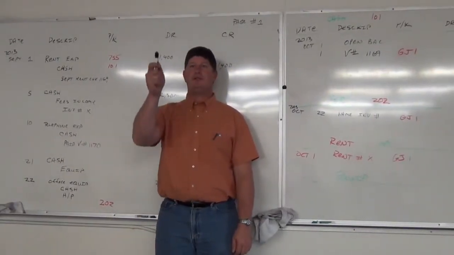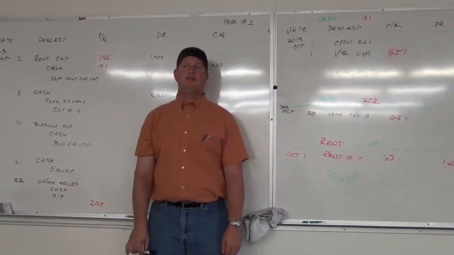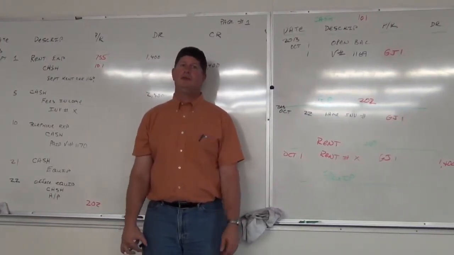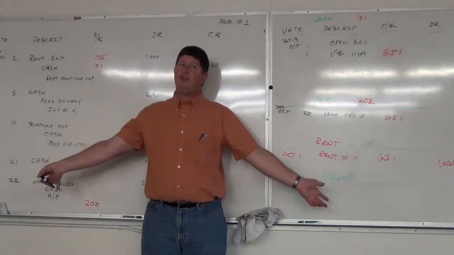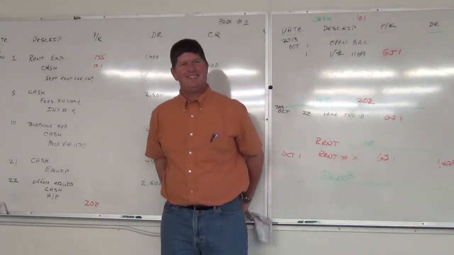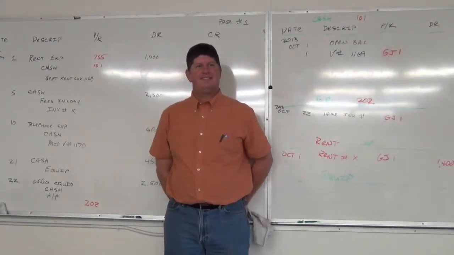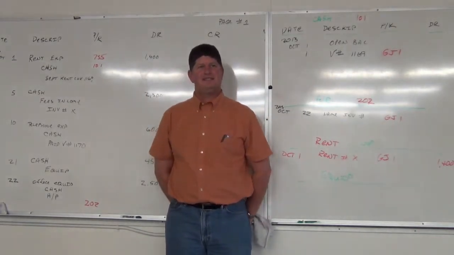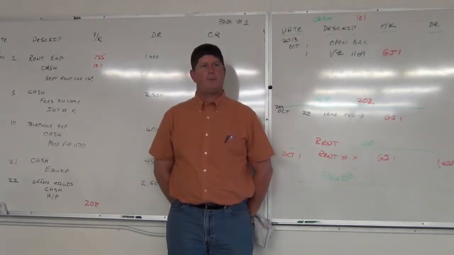Other questions? No? I'm going to go into chapter 5 then. One quick question. There you go. Could you show us how to do a correction on the general journal? Or no, on the general ledger, rather.